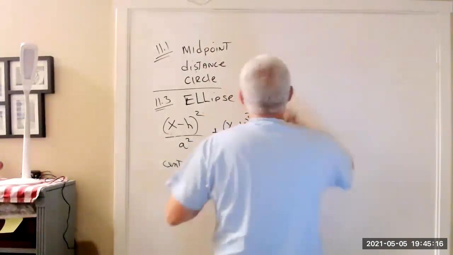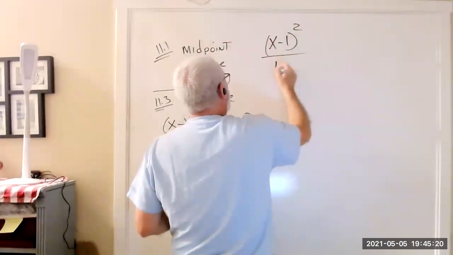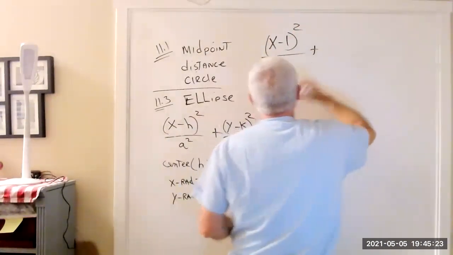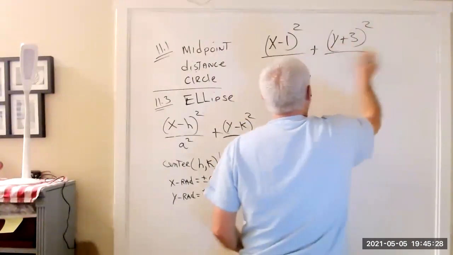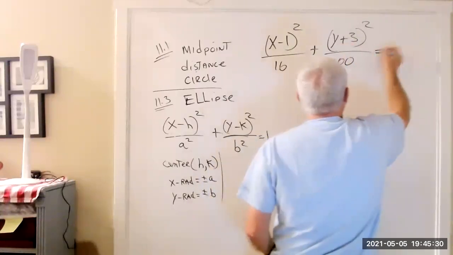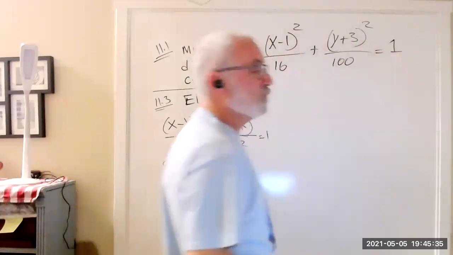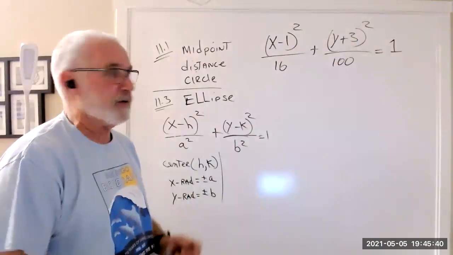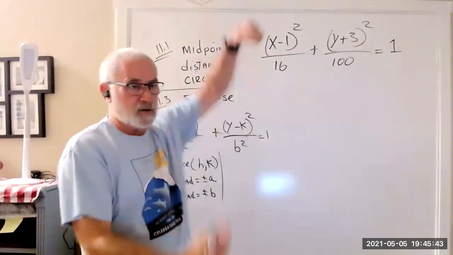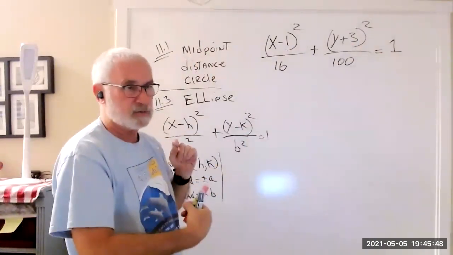So, new problem: (x - 1) squared over 16 plus (y + 3) quantity squared over 100 equals 1. I want you to find the center, the x radius, the y radius, and sketch the graph just like I did up there. The co-vertices, ordered pairs, the vertices, ordered pairs. So we'll pause while you guys work on that.